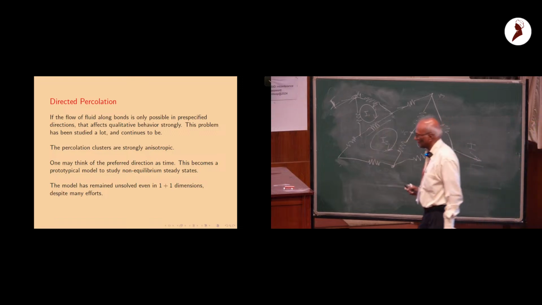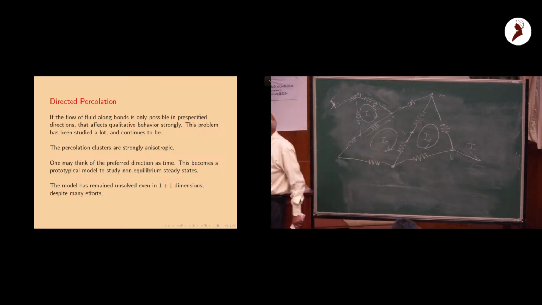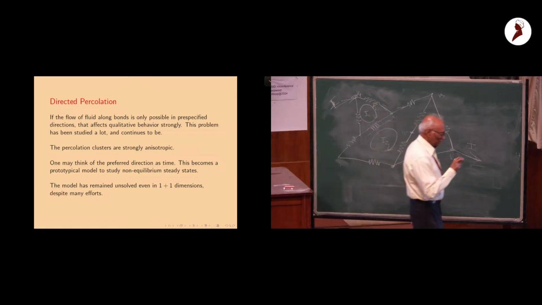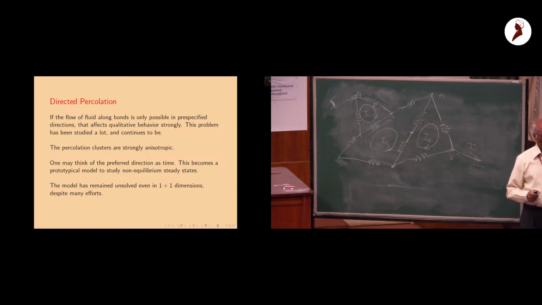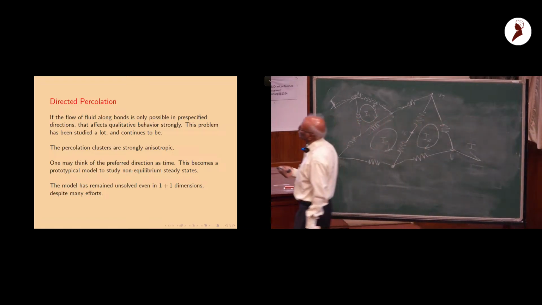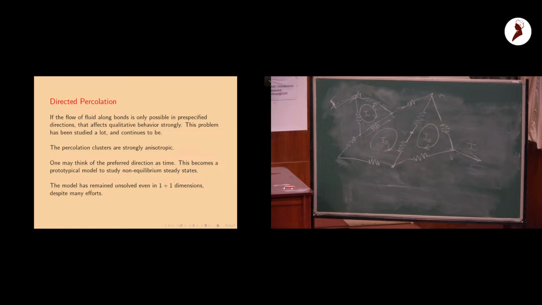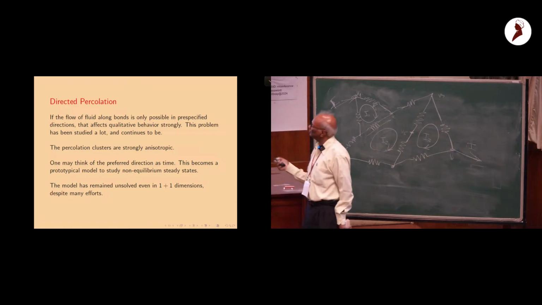Okay, but this problem, the resistor percolation, can be extended further to the case where the elements are not just resistors, but resistors and diodes. Diodes are one-way resistors. They allow current one way and not the other way. Okay? And so that is what we want to show, that this duality result can be extended to the case where the bonds have some preferred direction.